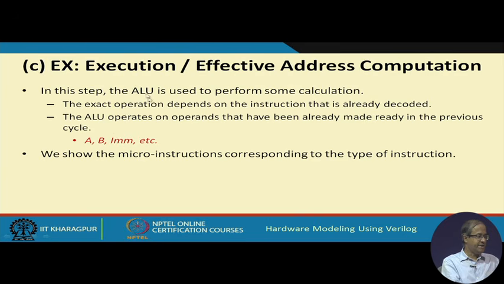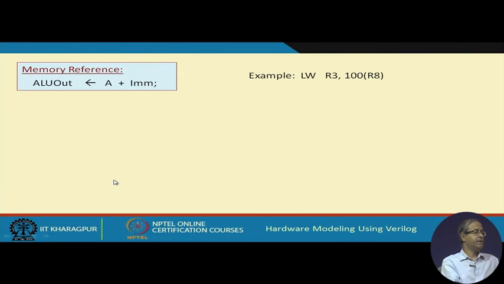Let us see, depending on the type of the instruction, how the steps in the EX stage can vary. Well, if it is a memory reference, there will be load and store instructions. So, I have shown an example of a load. Here we calculate the effective address in this step. You see, A will contain the value of R8, this is the source register, and IMM will consist of this immediate data. So, A plus IMM, this R8 plus 100, is calculated, and the effective address is temporarily stored in a register called ALU out.